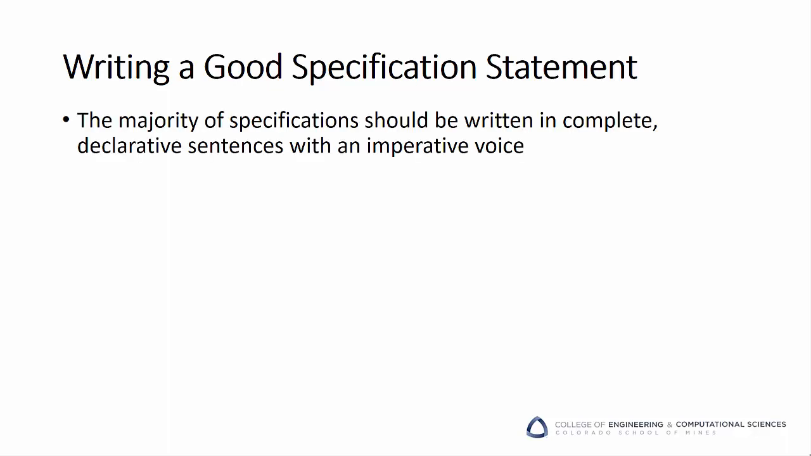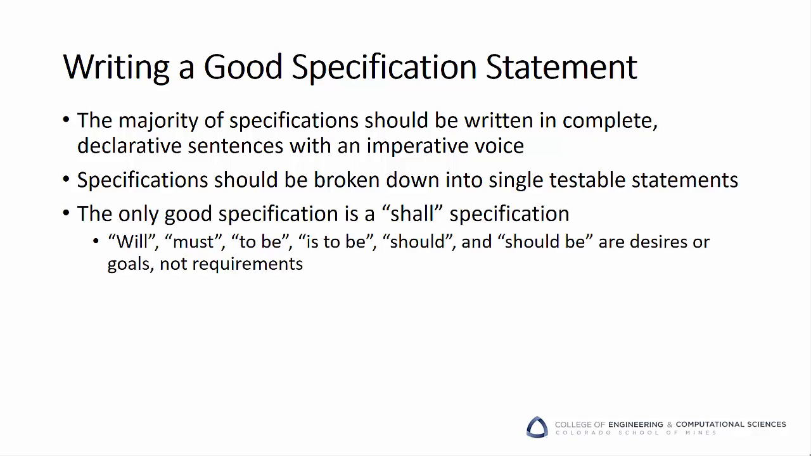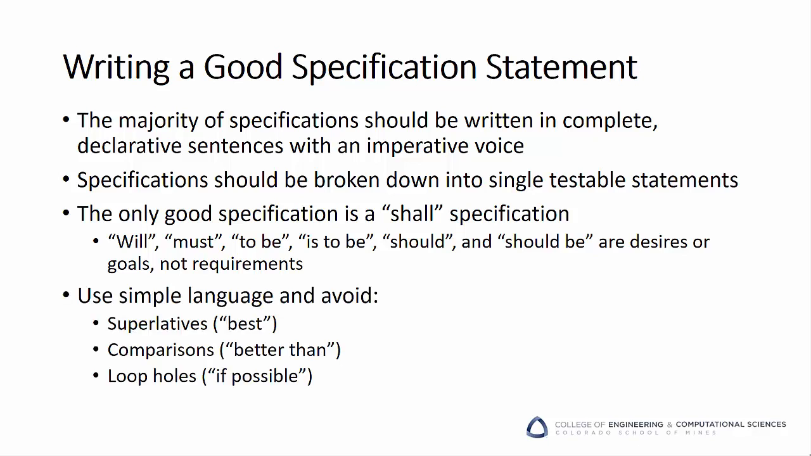In addition to the previous 4 attributes, there are also some best practices for constructing the actual written statements. The majority of specifications should be written in complete declarative sentences with an imperative voice. Specifications should be broken down into single testable statements. The only good specification is a shall specification. Will, must, to be, is to be, should. They're desires and goals, not requirements. And finally, use simple language and avoid superlatives like best, comparisons like better than, and loopholes.